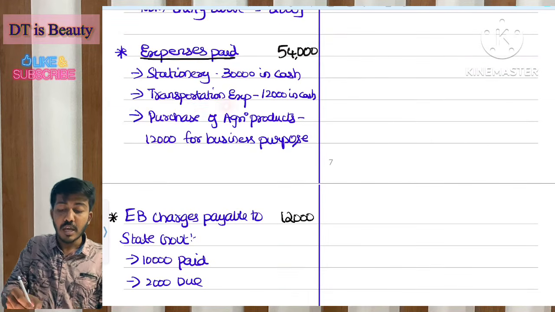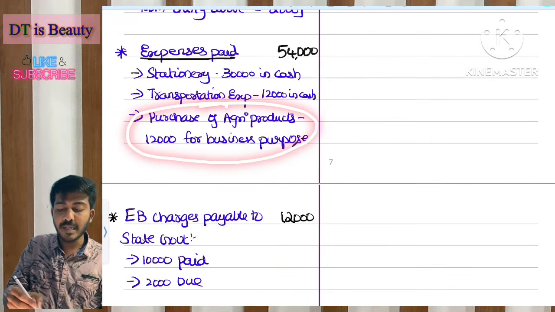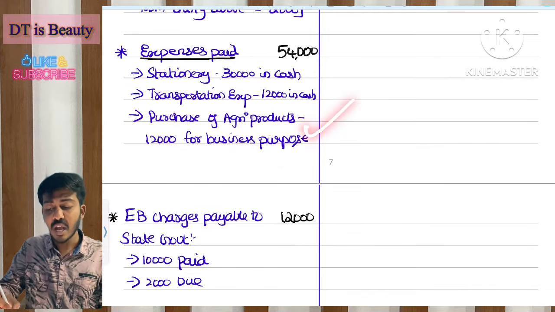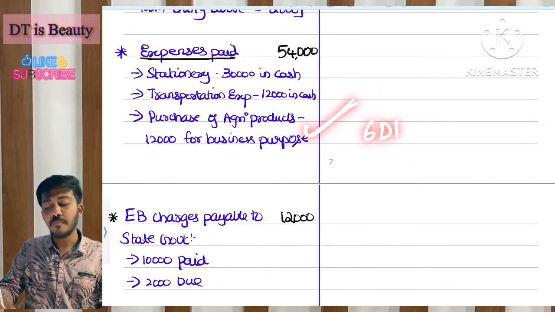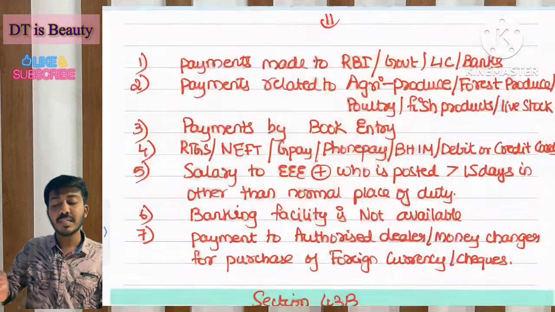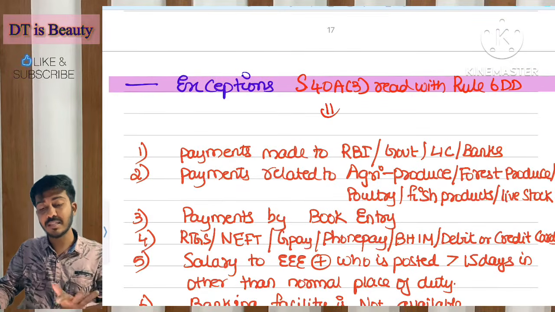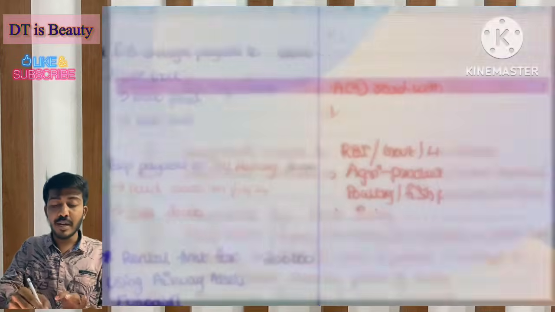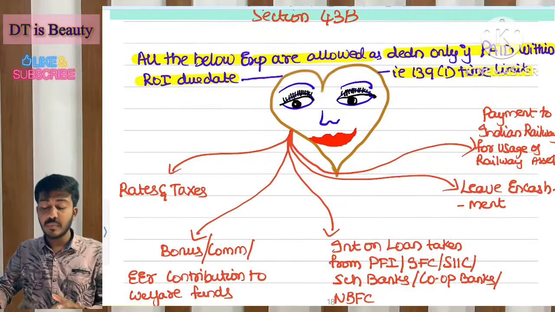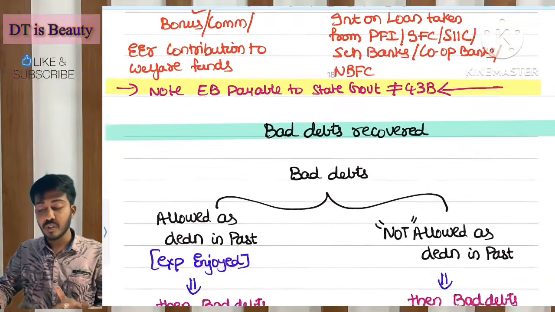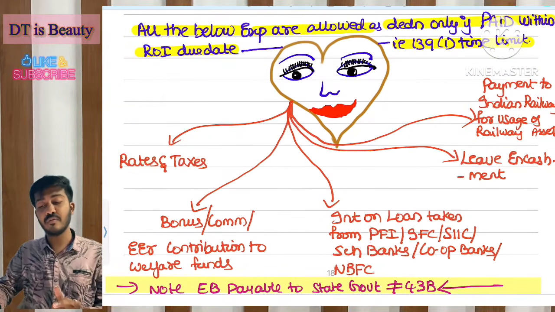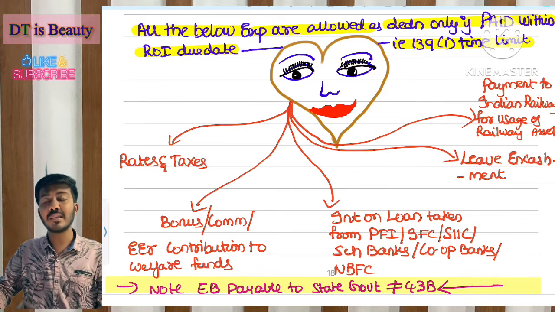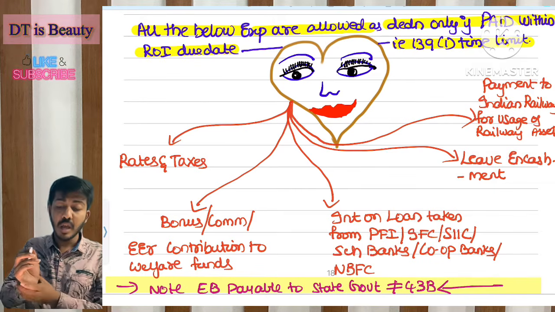Now let us go and see. So purchase of agricultural products 12,000 for business purpose entirely, even if it is in cash, it is allowed as deduction because Rule 6DD gives us some exceptions here. Simple. Okay. Now let us go for section 43B, which is the last section which we are going to discuss in this video. Remaining sections, whichever are uncovered, will come in the next part.